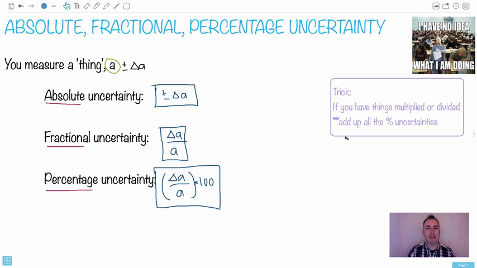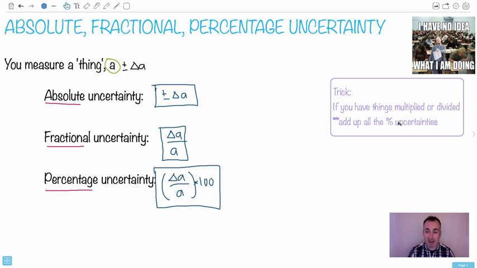So in this case, if you're measuring a distance and a time, let's say, and you want to find the velocity, even though the velocity is the distance divided by time, or displacement divided by time, if we're going to be really accurate about it, then you can just find the percent uncertainties for each of them. You can find the percent uncertainty for distance and the percent uncertainty for time. It sounds complicated, but if you have things multiplied or divided, then all you have to do is add up the percent uncertainties and you'll get the uncertainty on the total value.